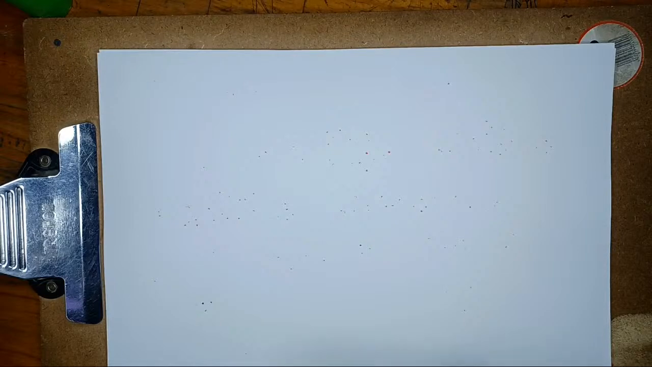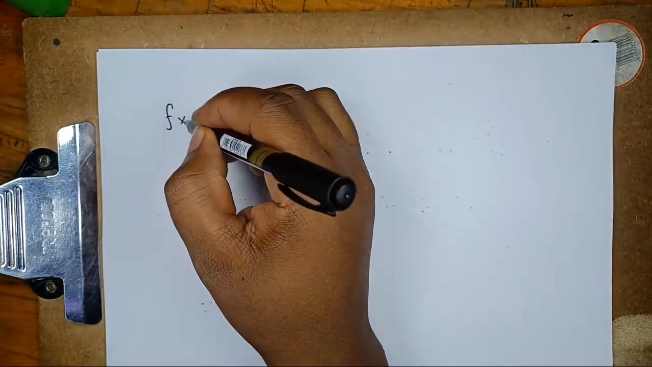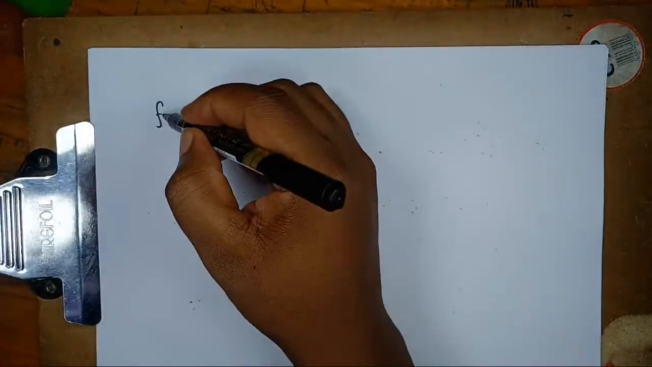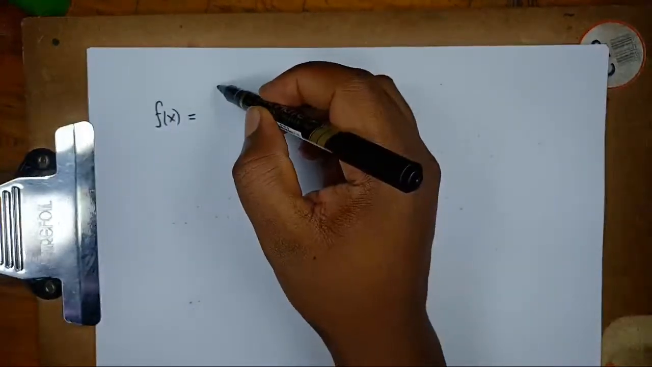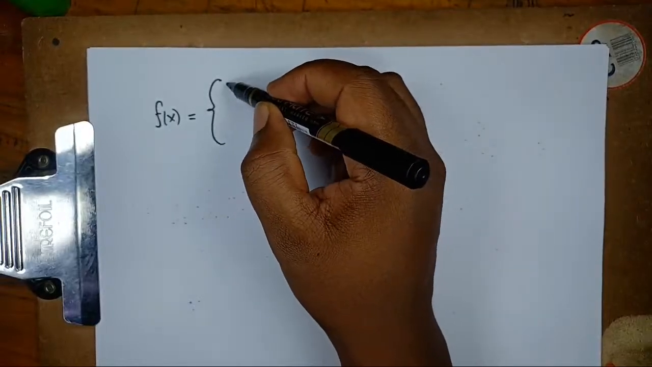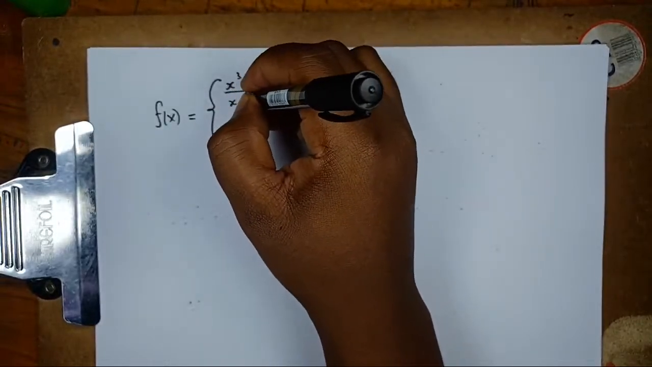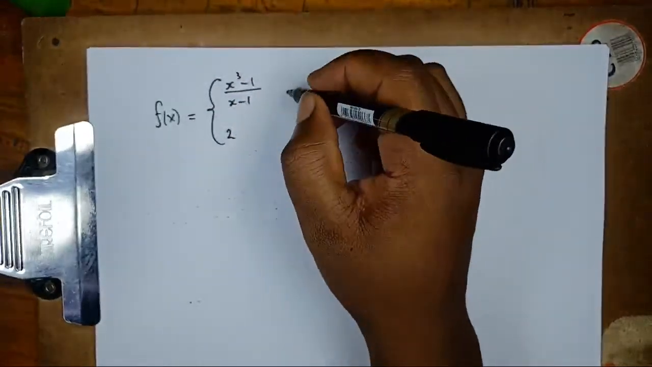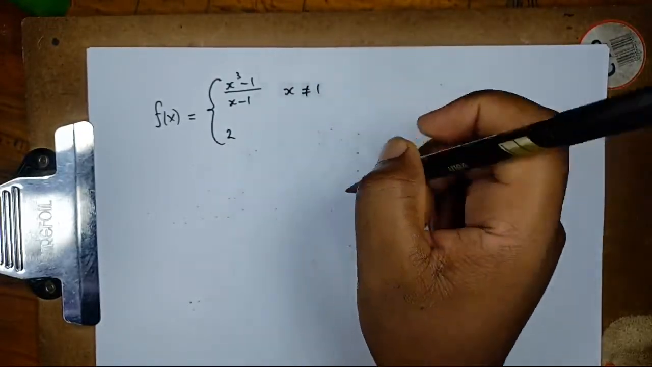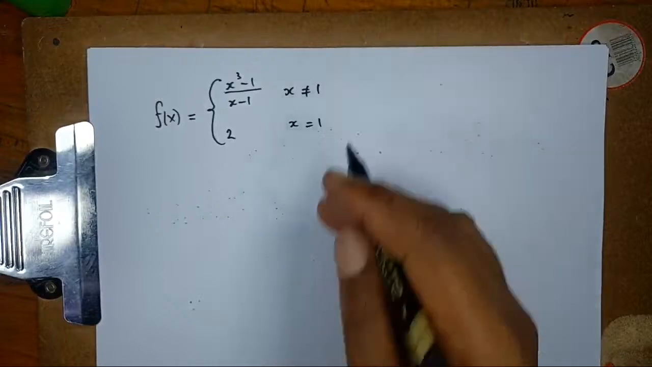The question says, determine whether the following piecewise function is continuous at x is equal to 1. So these are continuity questions. So the question is, we're determining whether it's continuous at x is equal to 1. So this is what we're going to do. We have f of x. So f of x is equal to, let's do this, x cubed minus 1 divided by x minus 1. Here we have 2. We have x is not equal to 1. And here we have x is equal to 1. Okay.